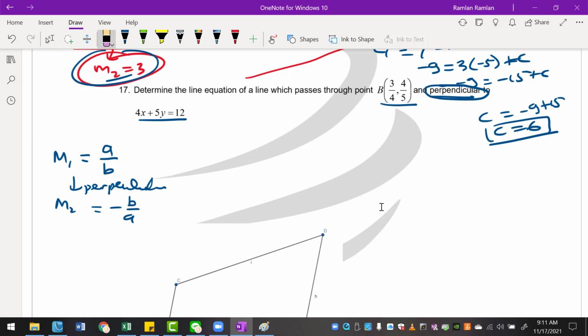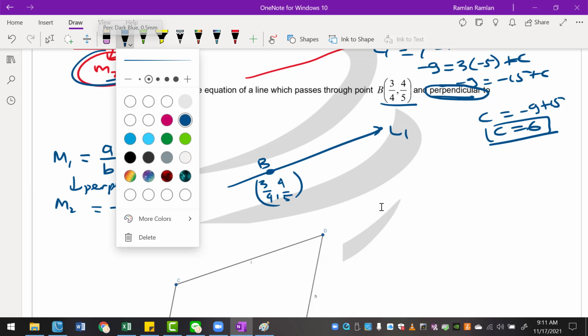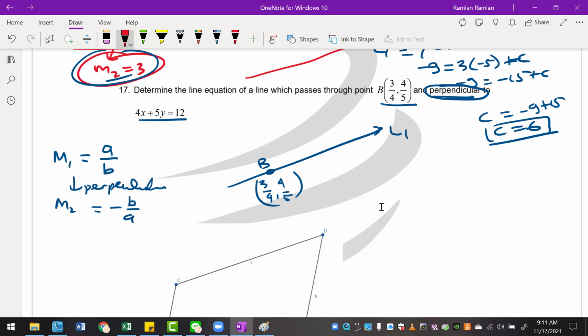Okay. So we can do the same thing as before. If I illustrate that, I have a line, this is L1 for example, and it passes through the point B, (3/4, 4/5). Then we have another line which is perpendicular to that. I'm going to draw a line which is perpendicular, let's say the perpendicular is in here. This line equation is this one here. Again, when we want to construct a line equation, we need a gradient and a point.